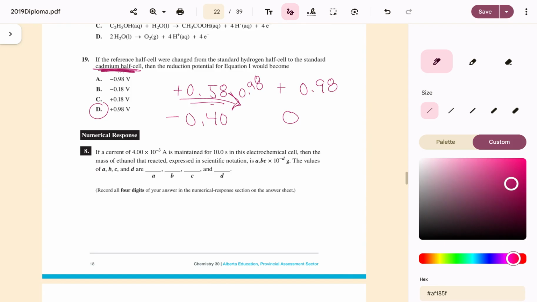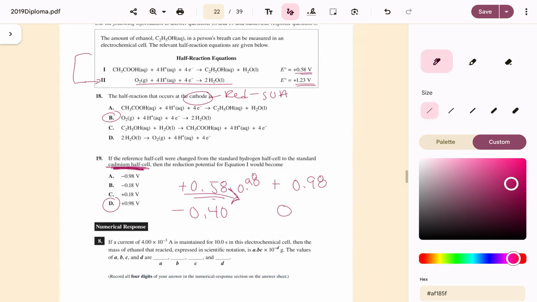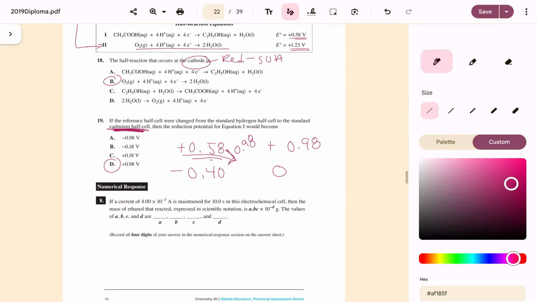Moving on to numerical number 8, this is showing you cell stoich, and in cell stoich you only ever need the half reactions. So I have this half reaction given about ethanol. I'm looking at this one here. What I'm using is my formula that moles of electrons equals your amps times your time in seconds divided by Faraday's constant. With what we're given, we have enough information to figure out moles of electrons. What I like about cell stoich is you only ever need a half reaction. You don't need everything. So we just need equation 1.